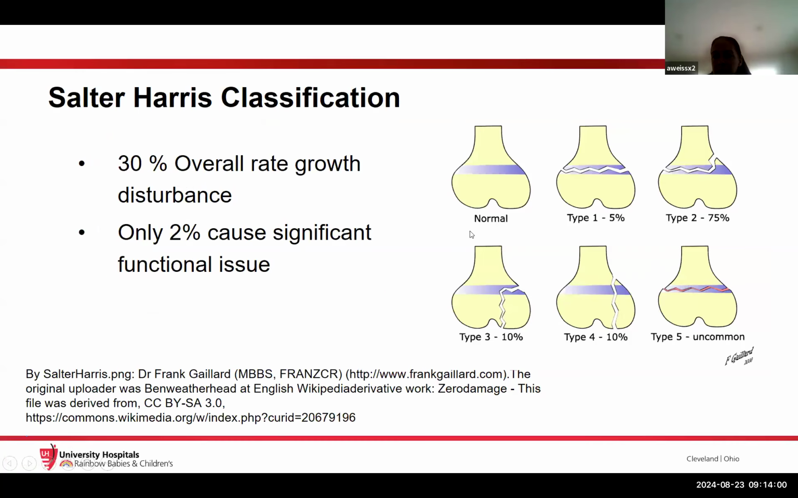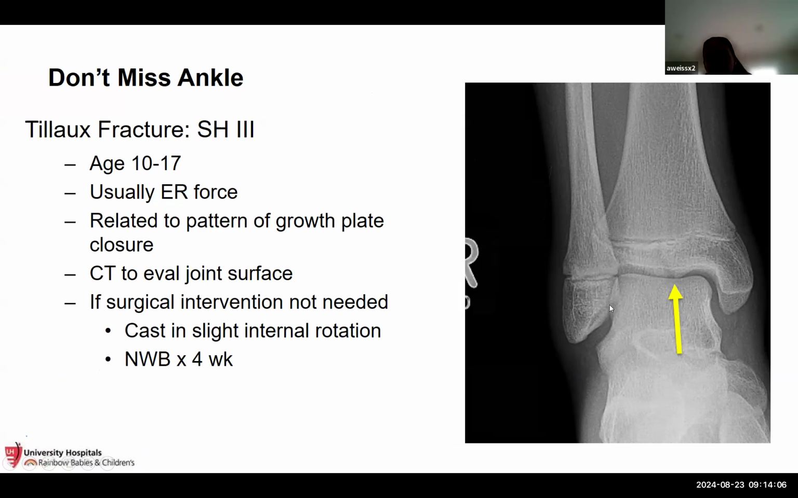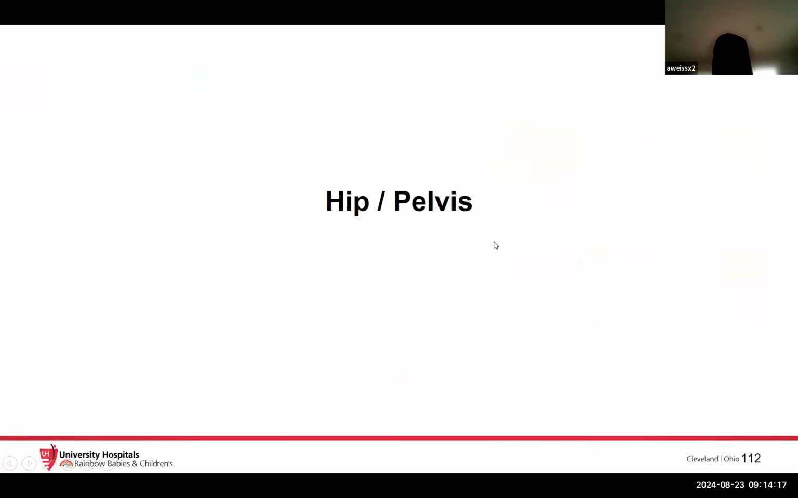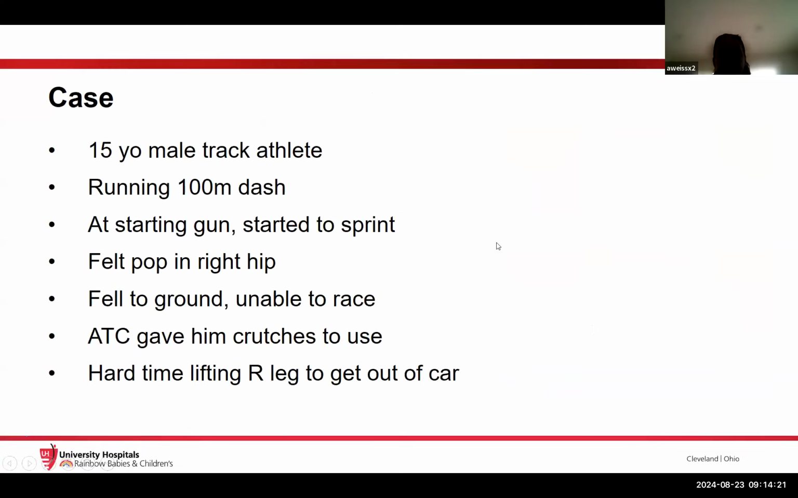This is, again, the Salter-Harris classification. So this is a Salter 3. And that kid, this poor kid, she was so terrible on her crutches and her non-weight bearing that she fell and broke her wrist. So then we put her in a wheelchair. So again, the Salter-Harris, and then really quickly, a little bit of hip and pelvis stuff.